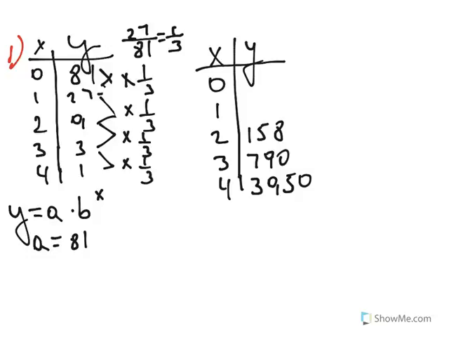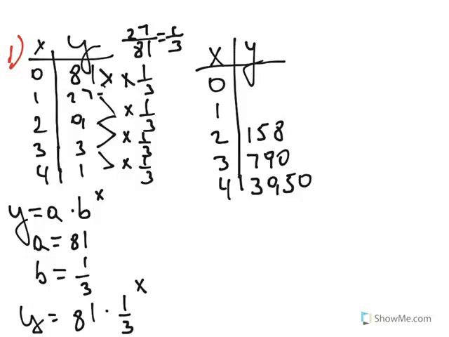Now, 1 over 3 is called the common ratio. To write the equation, I can say b is equal to 1 over 3. So the equation now is y equals 81 times 1 over 3 to the power of x. One more time, I put 81 as the initial value, and the common ratio is 1 over 3.